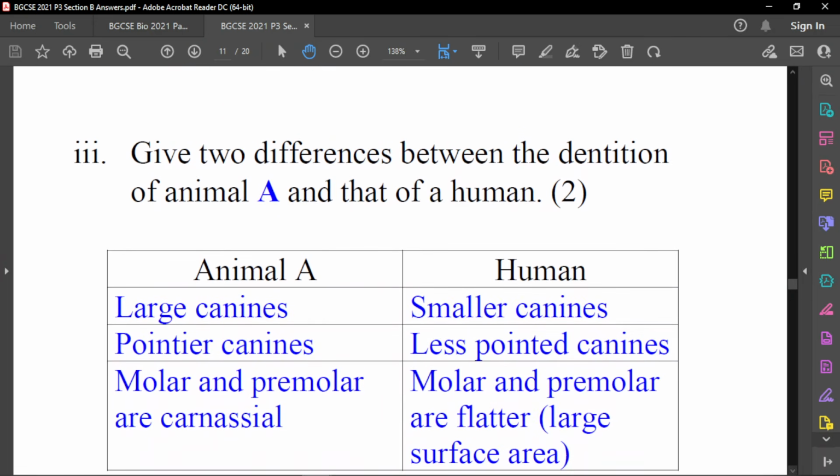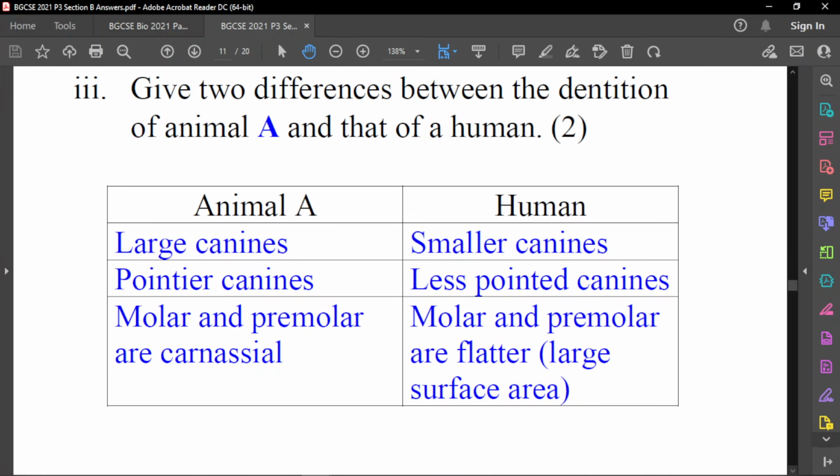All right, part 3 says give 2 differences between the dentition of animal A and that of a human. Again, I love to draw charts to separate my points when I'm doing differences. I just like it. And so animal A, we say, has large canines, and humans have smaller canines. Animal A has pointier canines, and humans have less pointy canines.